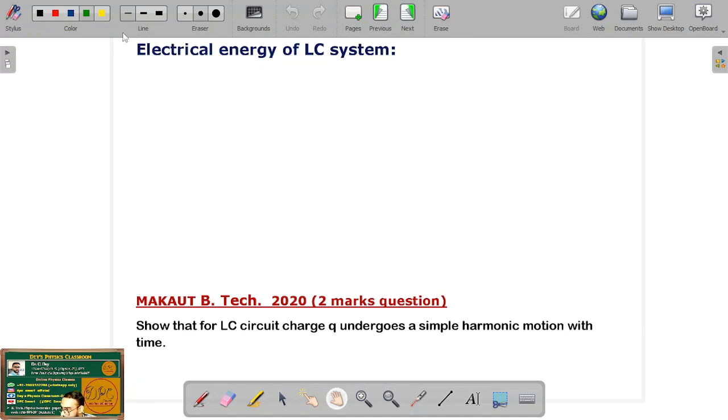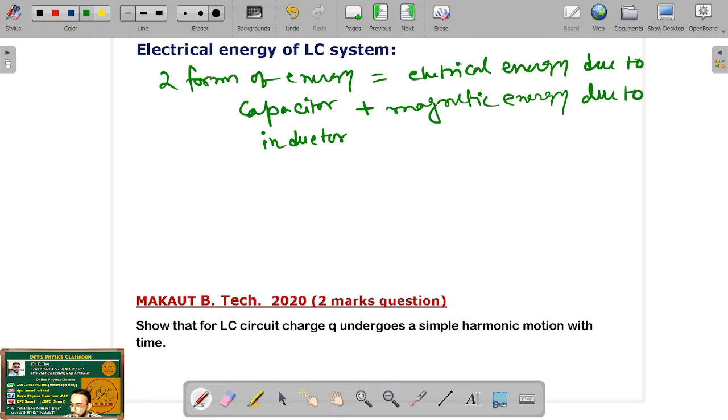Now we will find out the electrical energy of LC system. So there are two forms of energy for this LC electrical system. One is electrical energy due to capacitor, and second one is magnetic energy due to inductor or inductance. So the total energy would be U, that would be for electrical energy of the capacitance, it would be Q square by 2C, where Q is the charge and C is the capacitance, plus magnetic energy due to the inductor, it would be half L I square.